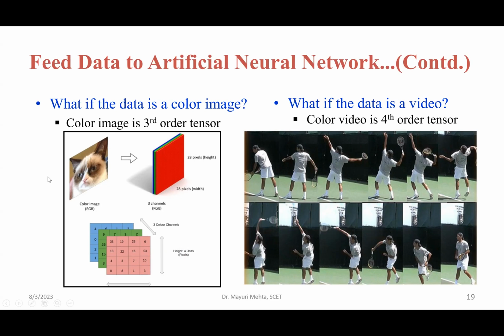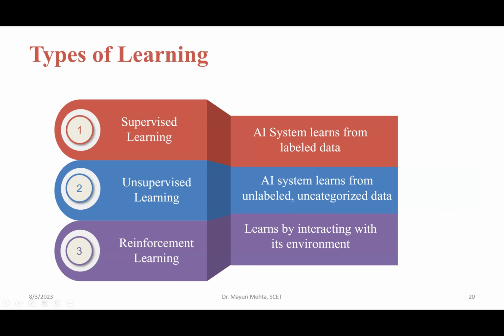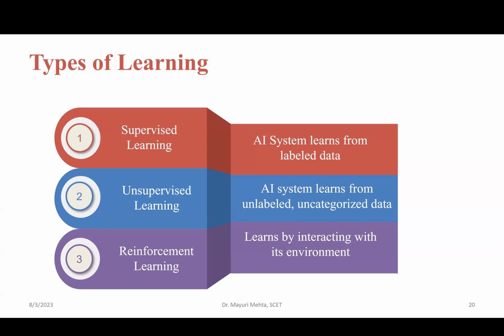Now let's discuss the types of learning. We have seen the basics of neural networks. Now let's see the types of learning. There are three major types of learning in neural networks: supervised learning, unsupervised learning, and reinforcement learning. Let us discuss briefly how these three types of learning differ from each other.